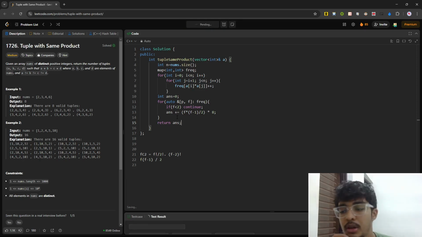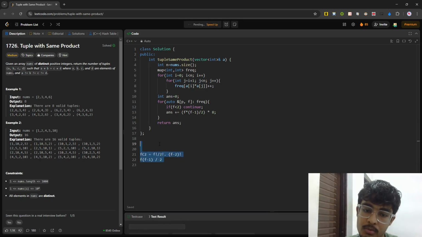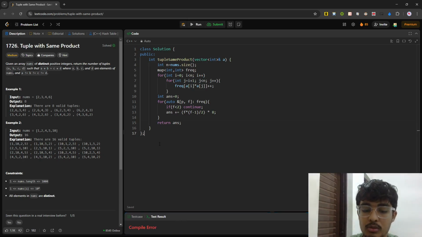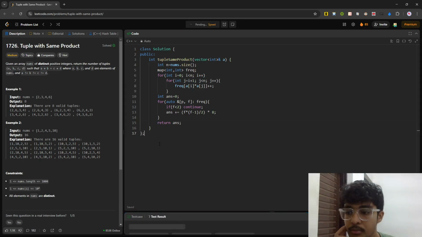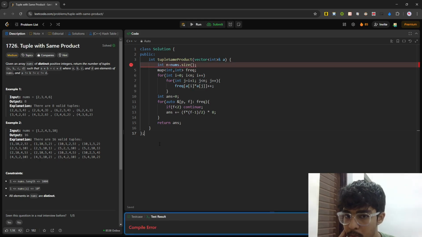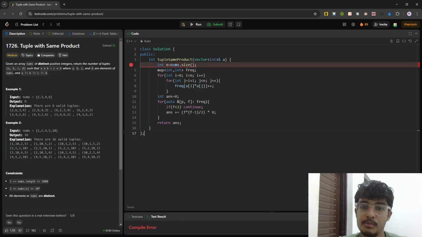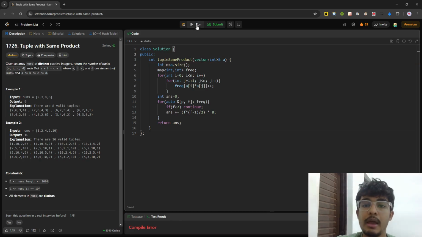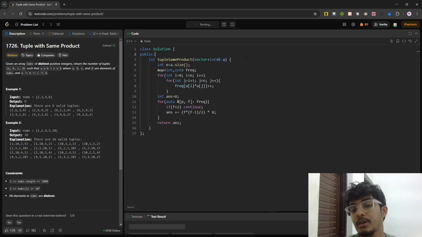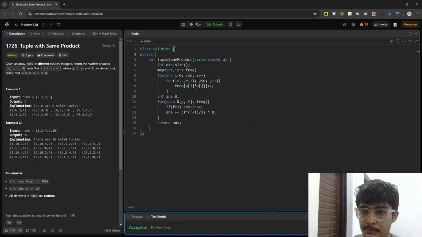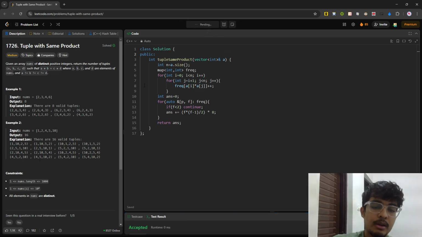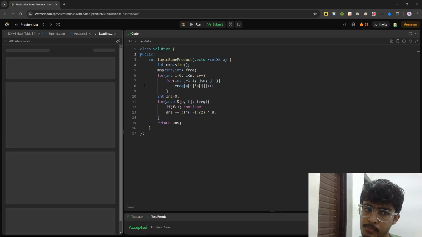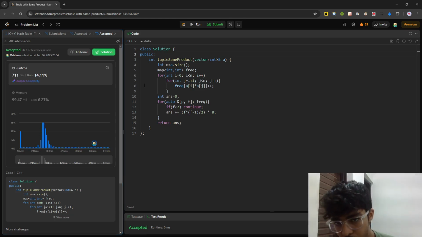Let's try to run this. Oh, I have to remove this also. This should be renamed A because that's what we have done here. Accepted. Let's submit and hope for the best. We got our solution accepted.